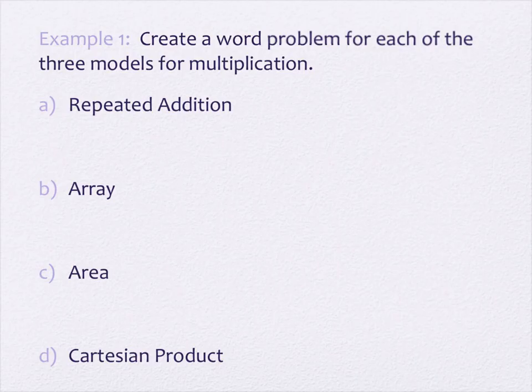For area, I said Justine corrals her donkeys into her fence. The fenced-in space is 15 feet wide and 20 feet long. How much area space do her donkeys have? Excellent. We have donkeys in a pen. That's fantastic. Okay. The last one. Everybody said something at least once, so whoever would like to. Who would like to do Cartesian product?